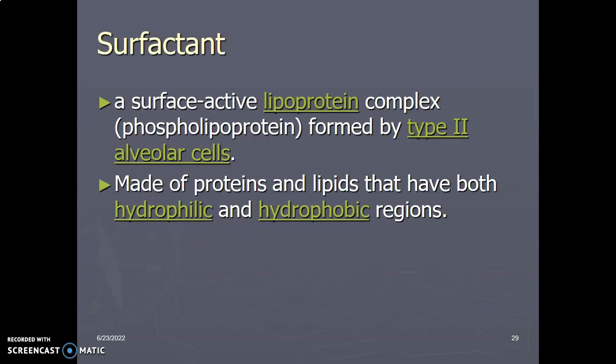What is surfactant? It's a surface active lipoprotein, and it contains phospholipids. It is produced by type 2 pneumocytes. Being a lipoprotein means it's made up of lipid and protein. The lipid portion is hydrophobic, meaning non-polar, it does not dissolve in water. The protein portion is hydrophilic, it can bond with water.